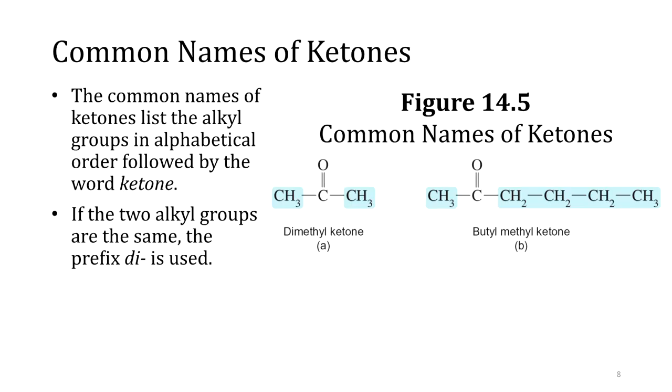Ketones similarly have a common naming system that's still in use. The common naming system here is you simply identify the two alkyl groups in alphabetical order. If they're both the same, like in example A here, we put a di in front, so dimethylketone. But in B, we have two different groups, so we have a butyl group and a methyl group, so we'll call this butylmethylketone.